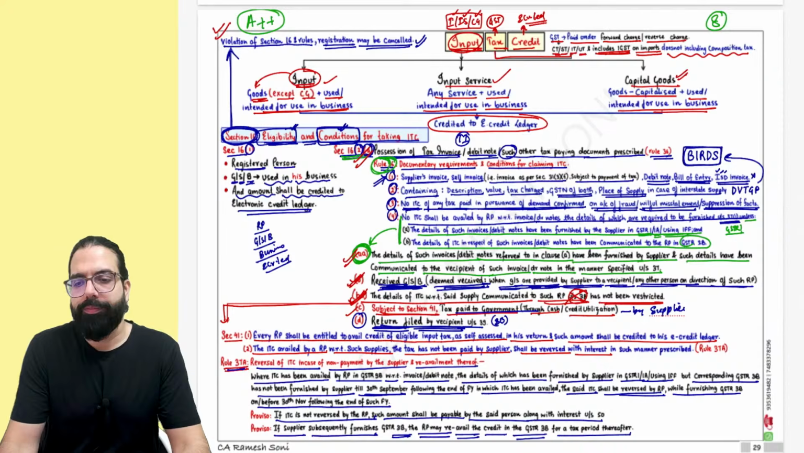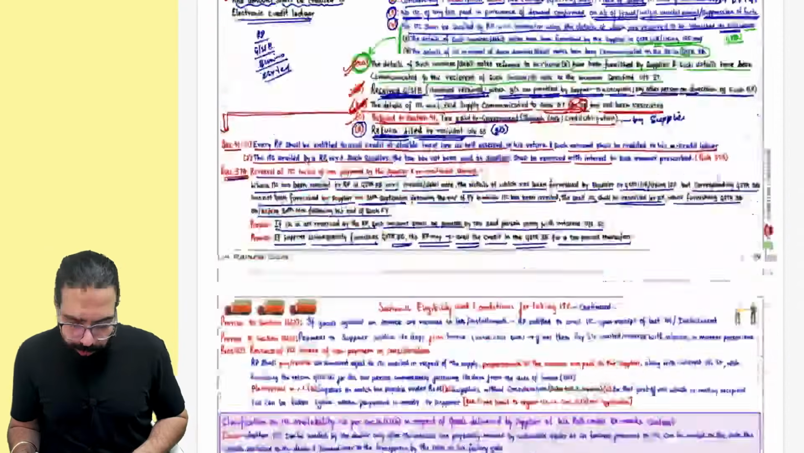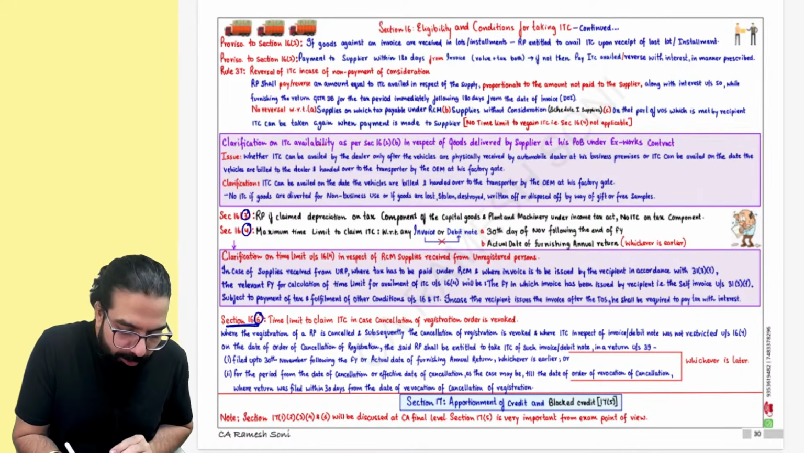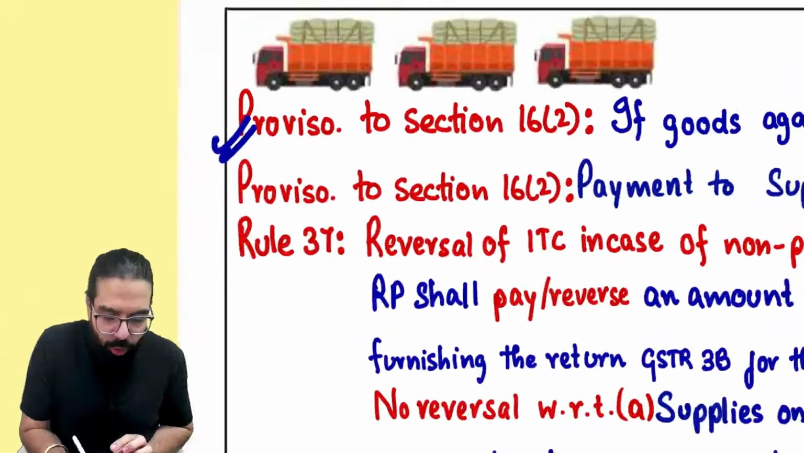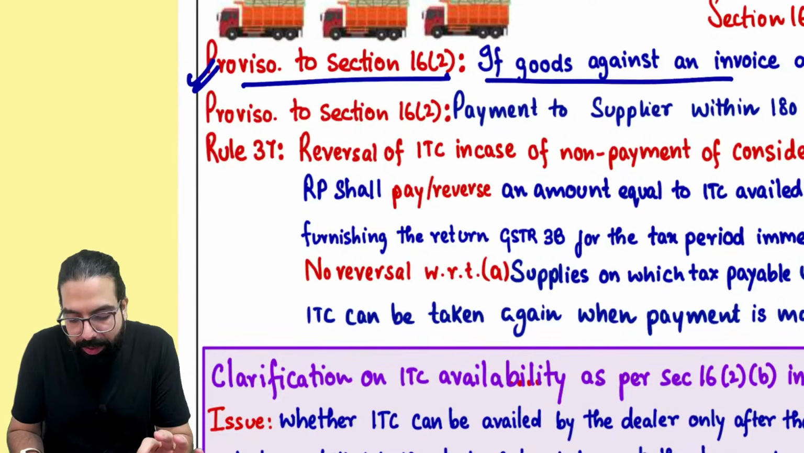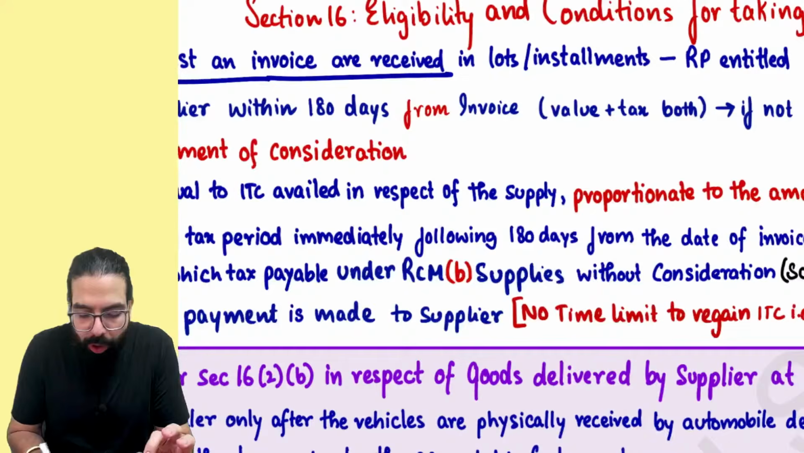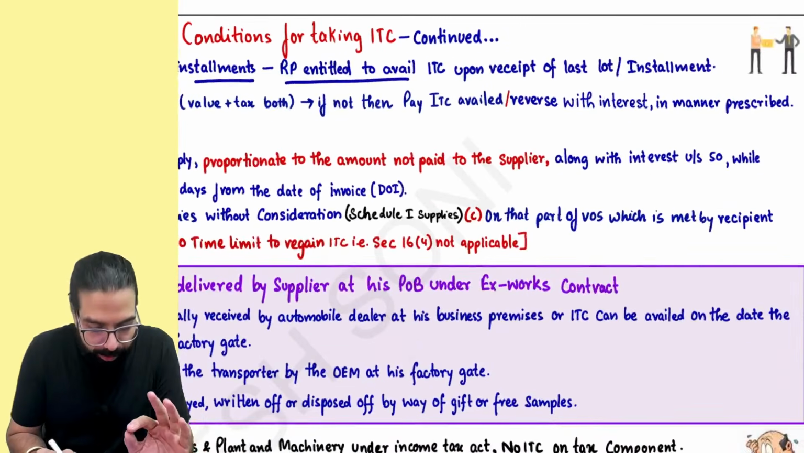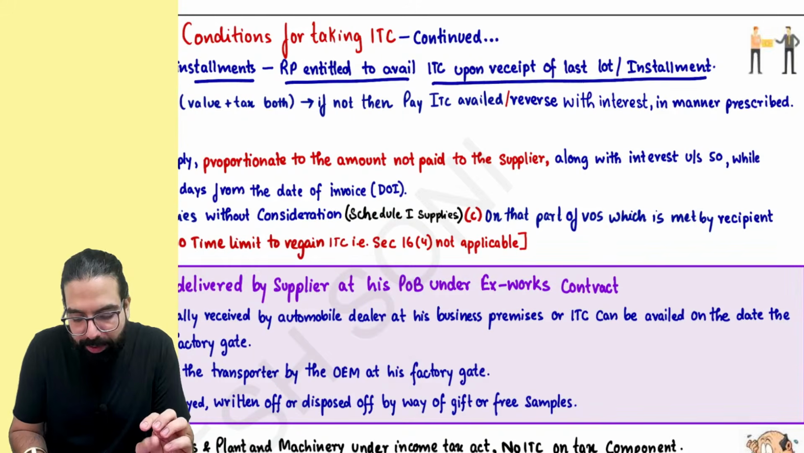Let's continue. Now, everyone, in the next page, they have told some provisos which are there. Section number 16.2, one proviso is there. Proviso to section number 16.2: if goods against an invoice are received in lots or installments, the registered person is entitled to avail ITC on the receipt of the last lot.